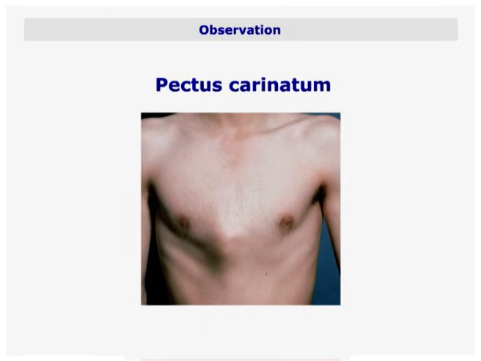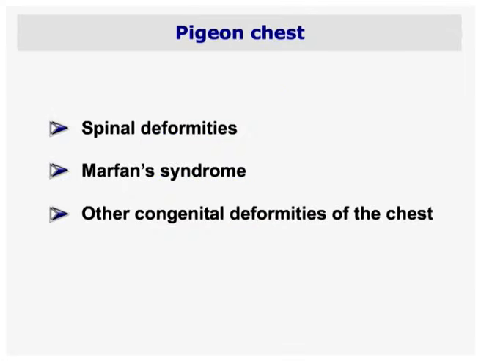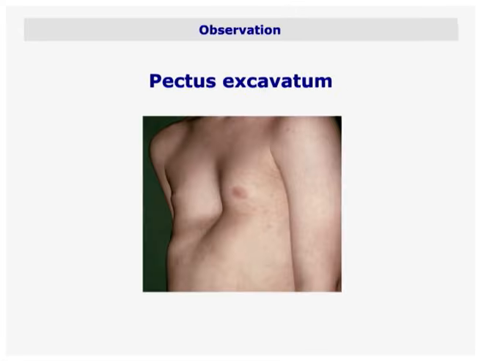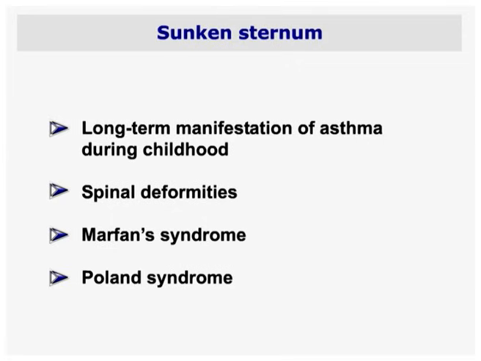Pectus carinatum, or pigeon chest deformity, is often associated with spinal deformities, Marfan's syndrome, or other congenital deformities of the chest. Pectus excavatum, or sunken sternum, may be a long-term manifestation of asthma during childhood. It may also be associated with spinal deformities and is frequently seen in patients with Marfan's and Poland syndromes.